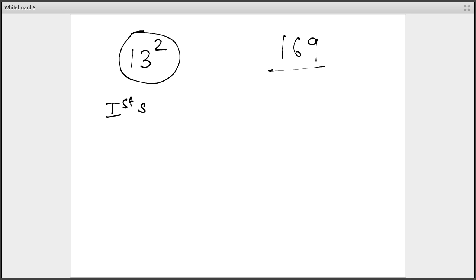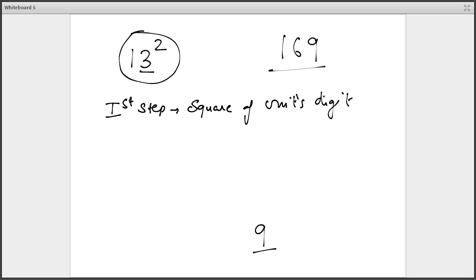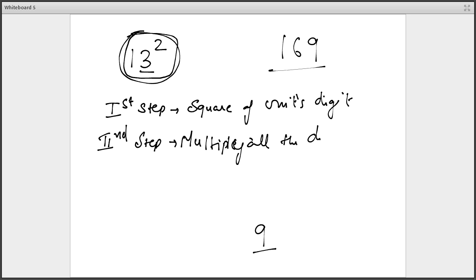The first step is the square of the unit digit. What's the square of 3? It's 9. So write 9 here. The second step is to multiply all the digits present in the circle. Now this is the circle. Multiply all the digits present in the circle: 1 into 3 into 2. It's how much? It's 6.